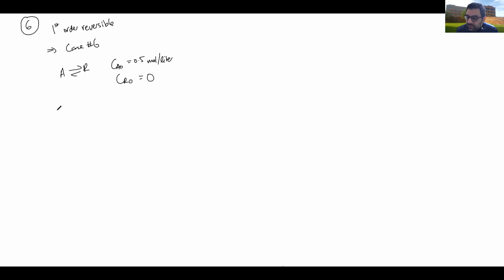You're also told that after 8 minutes, so T1 equals 8 minutes, XA1 is equal to 0.33, and you're given an equilibrium conversion. If you recall, for case number 6, when I have reversible reactions, I also have equilibrium parameters. So in this case, XAE is 0.667. I'm going to rewrite this as 1 over 3 and this as 2 over 3 just to make the math easier, because they'll probably cancel out at some point. And you're being told to find the rate equation for this reaction.